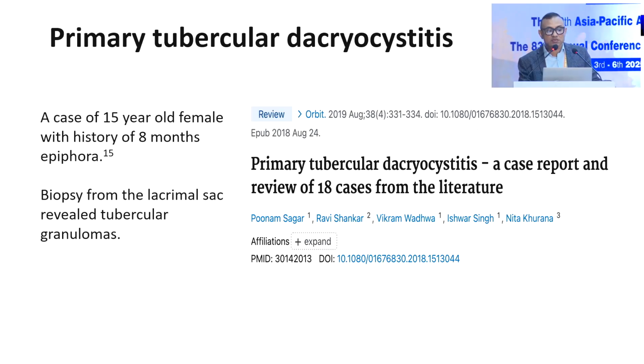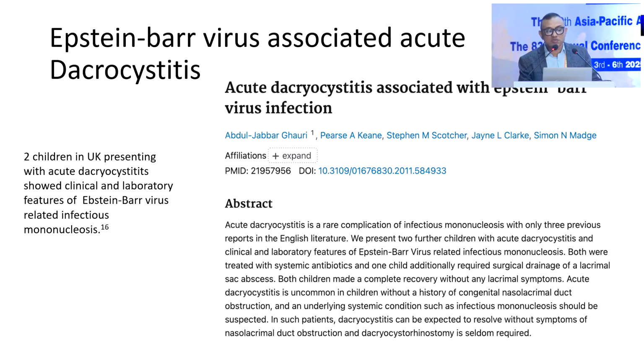Now, this is a case of primary tubercular dacryocystitis, which was reported in a 15-year-old female with a history of 8 months of epiphora. This is another unusual case of Epstein-Barr virus associated dacryocystitis. It was reported from 2 children in the United Kingdom.